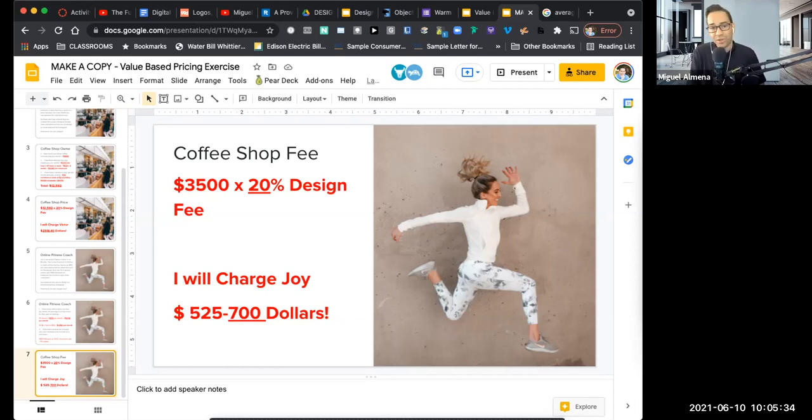Now, if the factory knew how much money we were making as a company, you don't think they would raise the price by $2 or $3? Of course they would, right? They're the factory. They can charge whatever they want if they know how much you're making, right?